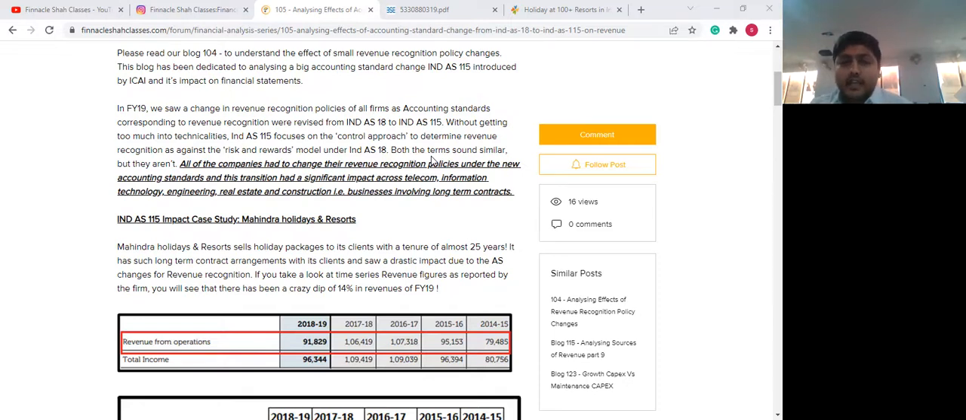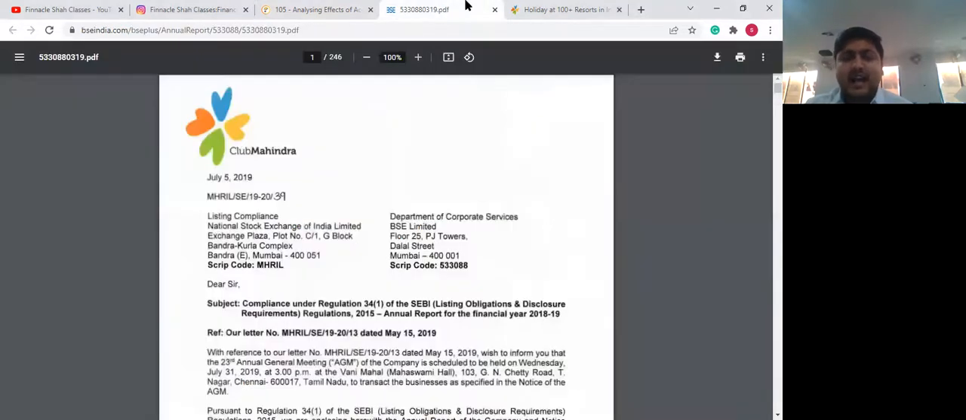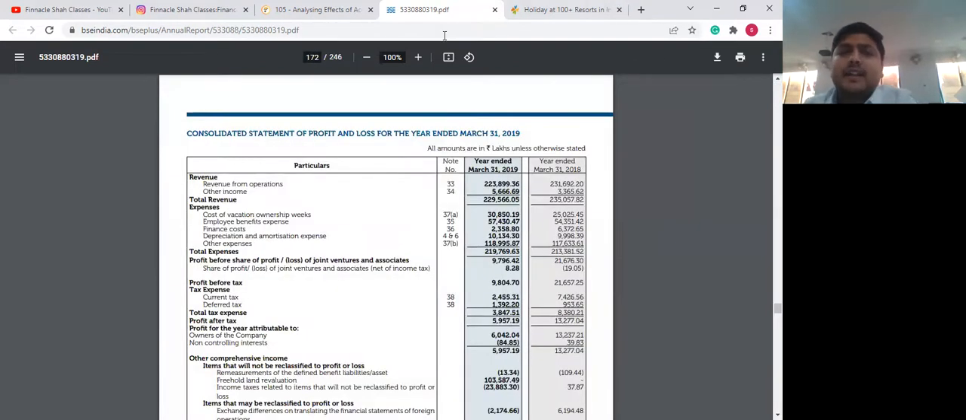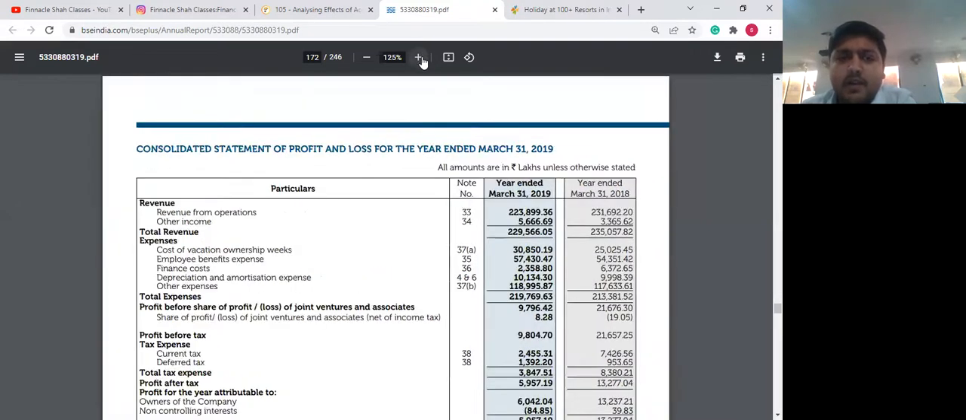Now, what happened was in 2019, the accounting standard changed and impacted this business crazily. Let me show you how. On my screen, I have the 2019 annual report of Club Mahindra. Let me directly move to the income statement, which is present on page number 172. When you take a look at revenue from operations, you'll see it's slightly in a degrowth manner, which may be possible. However, it raises questions when you take a look at the quantum of it. Here, it may seem minuscule.